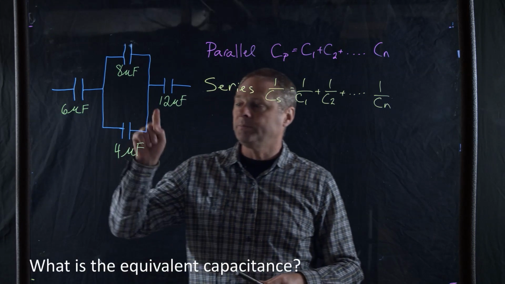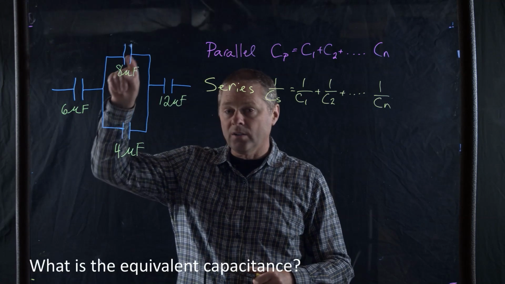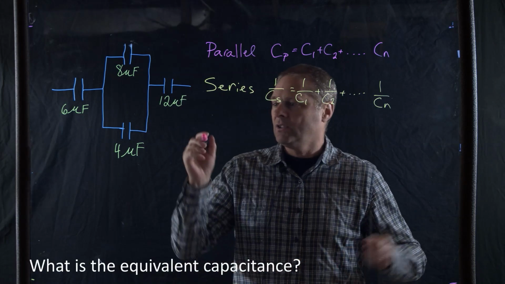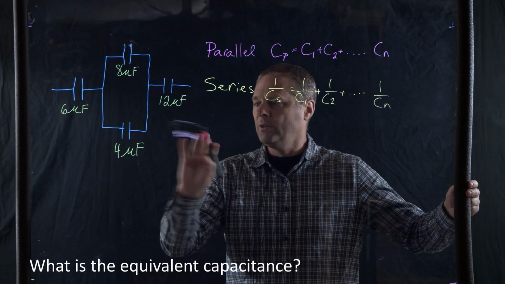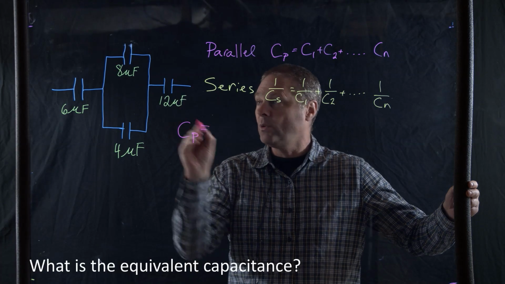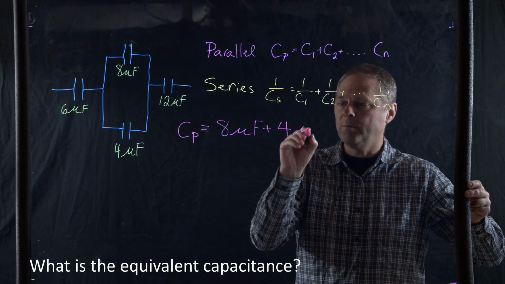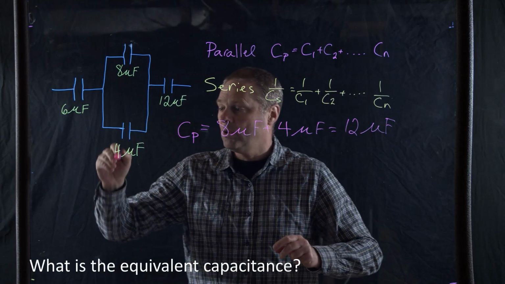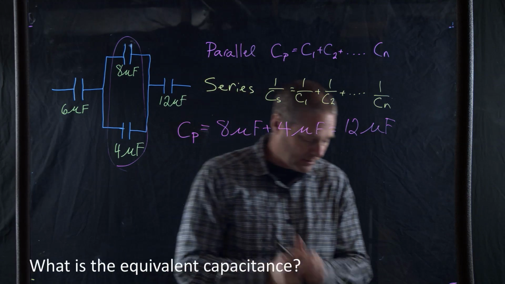So the first thing I want to look at here is that these two capacitors are in parallel. So if we look at the, oops, I wrote resistor, we should write capacitance. The capacitance in parallel is going to be equal to the 8 microfarad plus the 4 microfarad, and that's equal to 12 microfarad. So these two capacitors in parallel are equivalent to 12 microfarads.